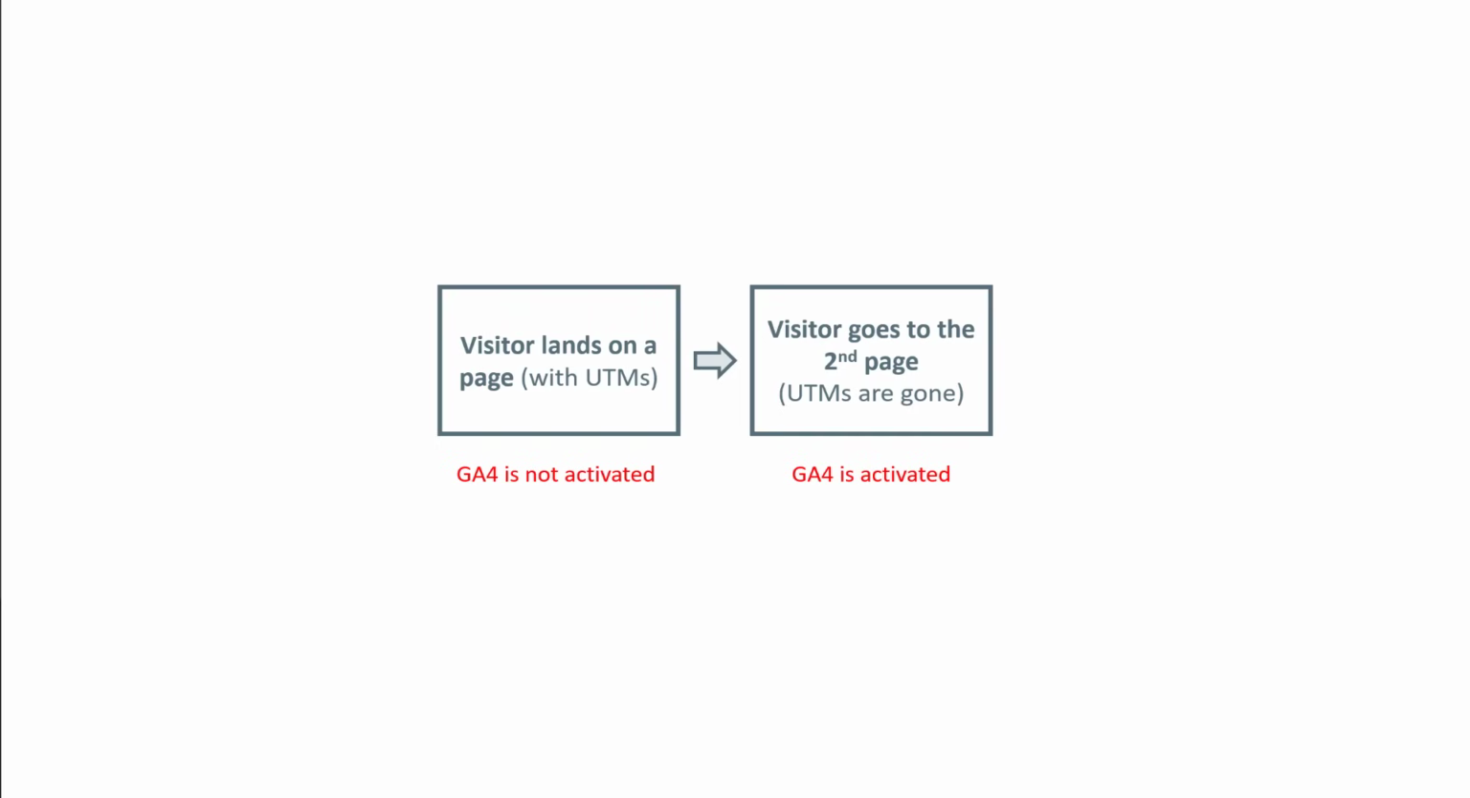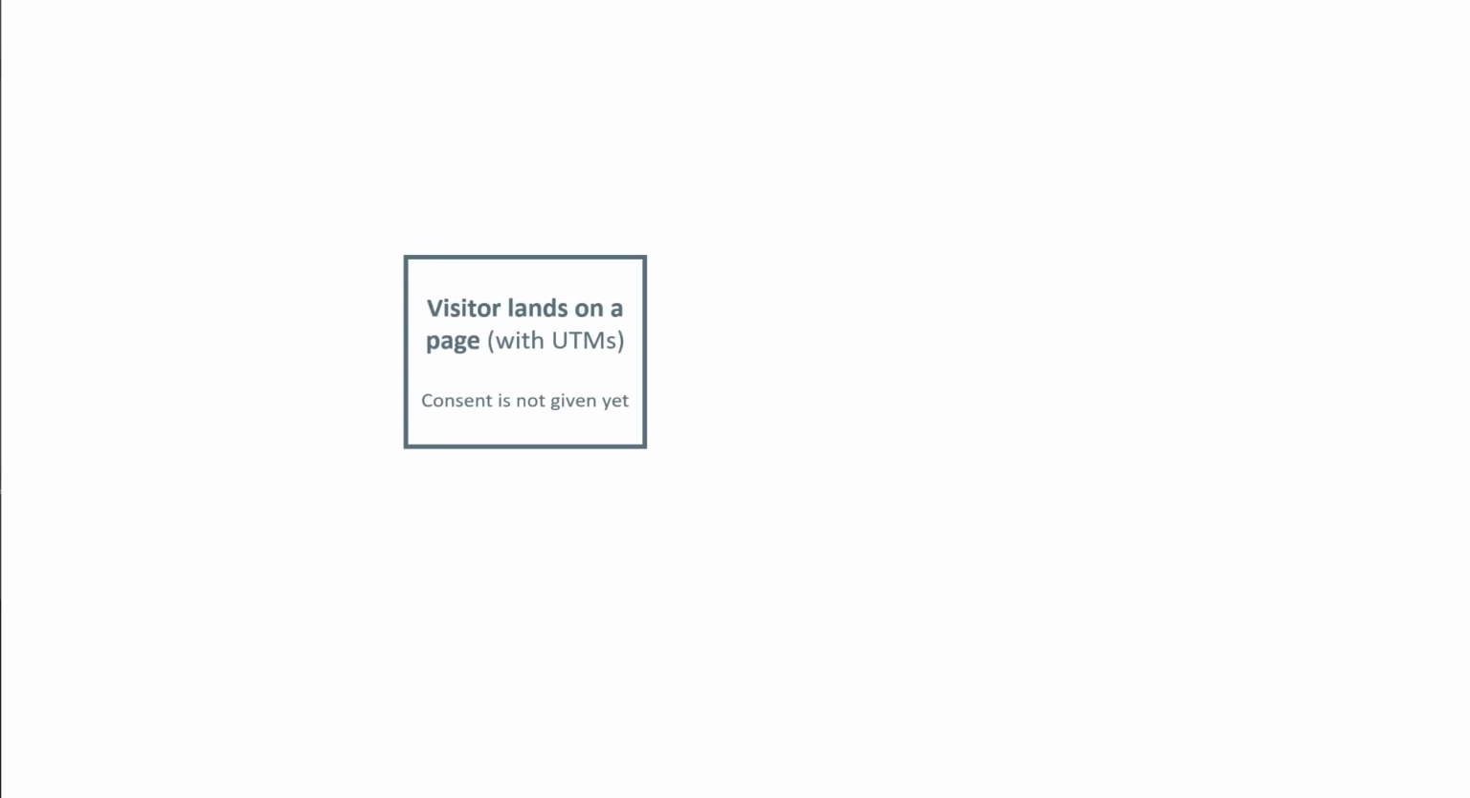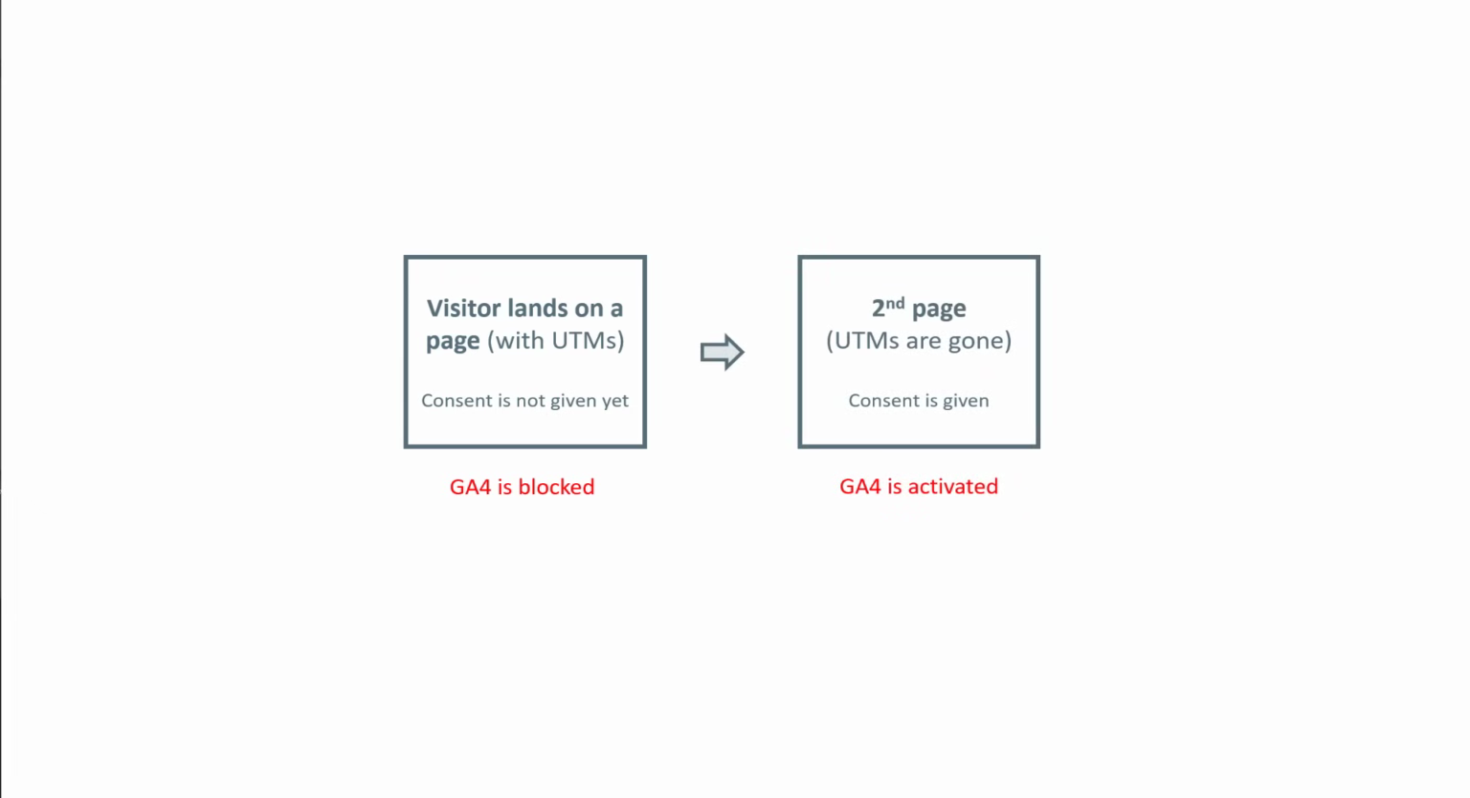And then the final tip of this video is about consent related issues. If a visitor lands on your website for the first time and the URL contains UTM parameters, but consent is not given, and if in this situation you completely block your tracking codes, for example, maybe you have implemented basic consent mode, or maybe you are blocking your tracking codes even without the consent mode, and then if the visitor goes to the next page and then gives consent, on the second page, UTMs will be gone. And if Google Analytics is activated, it will not know the UTMs that were on the previous page. In this situation, UTM parameters will basically not work.